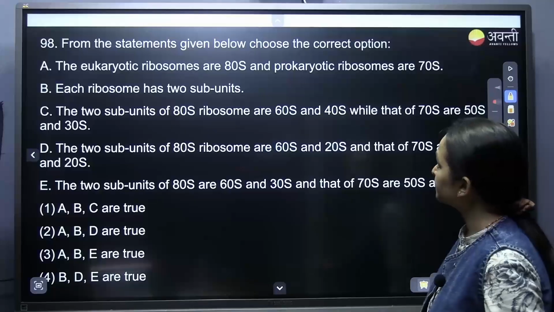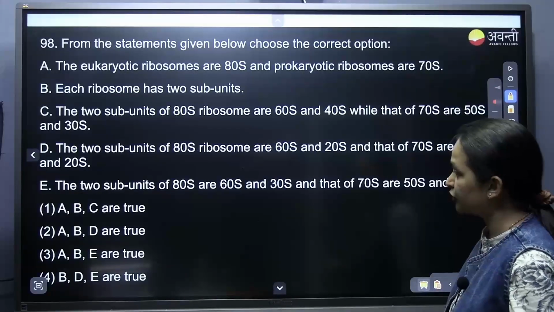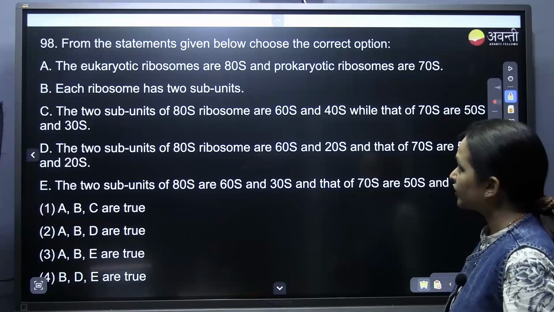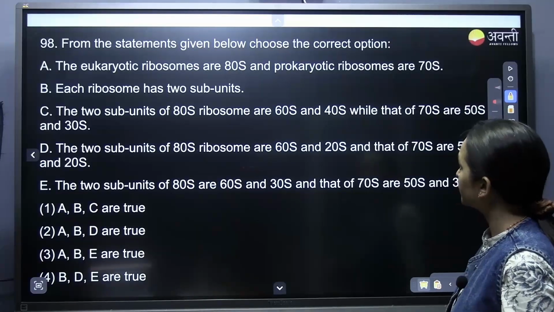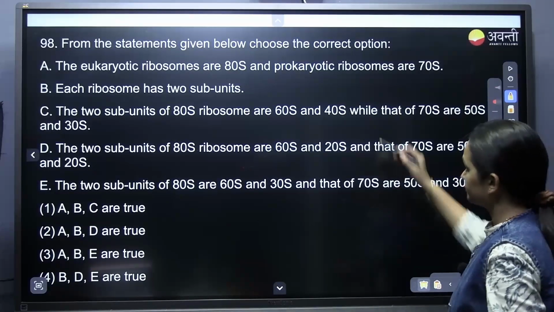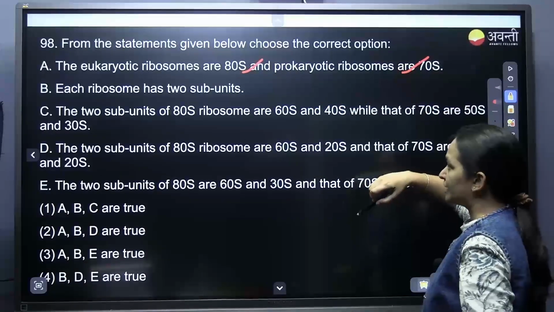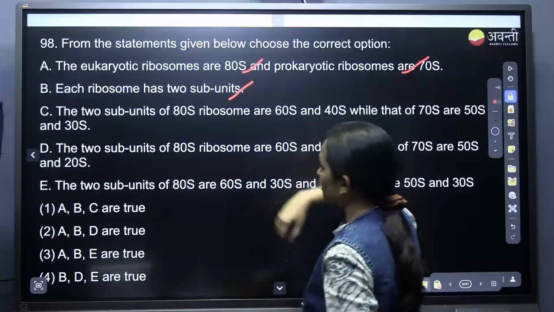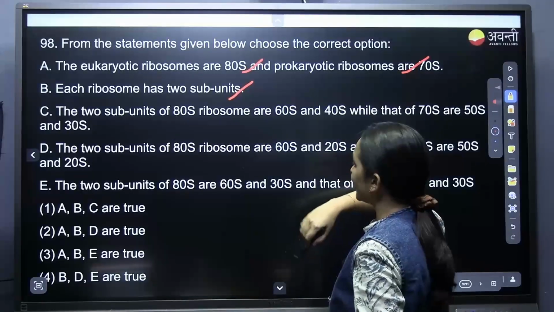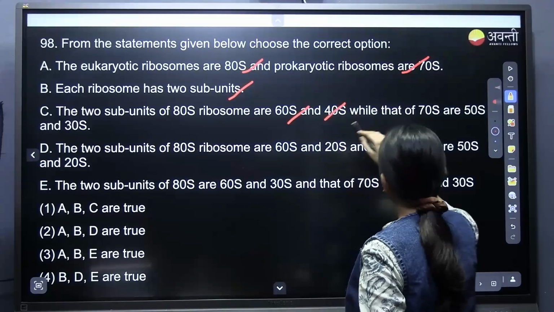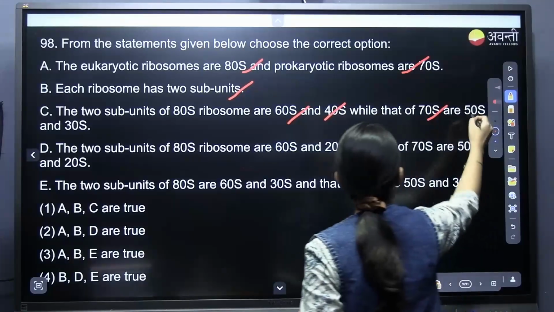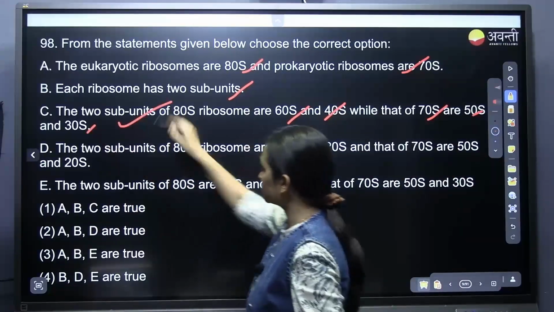From the statement given below, choose the correct option. The eukaryotic ribosomes are 80S and prokaryotic ribosomes are 70S. Each ribosome has 2 subunits, larger and smaller. The 2 subunits of 80S ribosome are 60 and 40, while that of 70S are 50 and 30. Okay, this is also true.